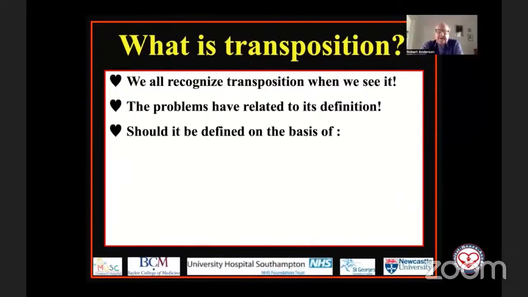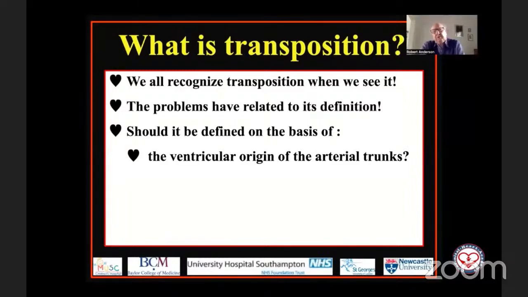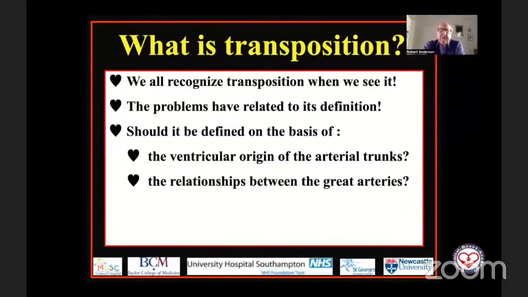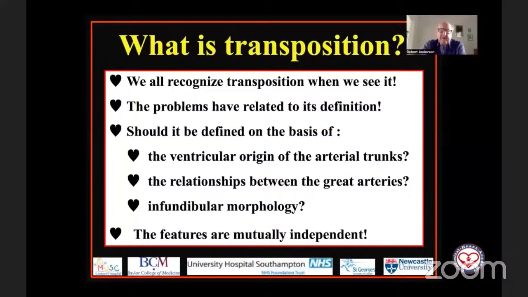And arguments have raged over the years as to whether we should define the entity on the ventricular origin of the arterial trunks, or whether we should be looking at the relationship between the intrapericardial aorta and the intrapericardial pulmonary trunk, and then further controversy as to whether we should include details of the infundibular morphology. Now, there's a problem in these things because they are not all there at the same time. The features are mutually independent.